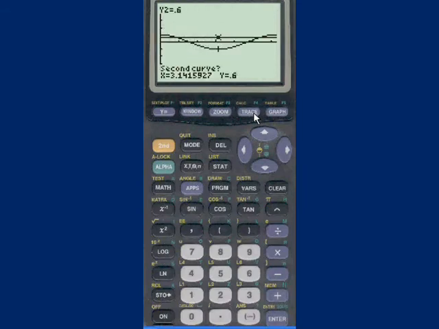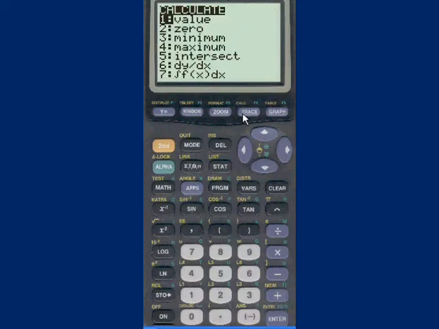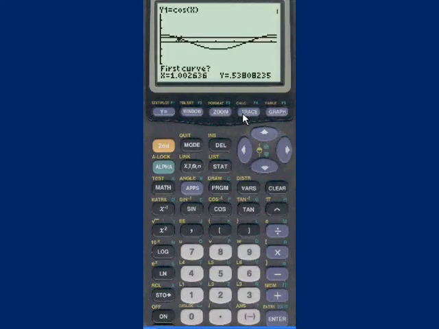So just go to calc, intersection, first curve, second curve, and we'll go ahead and take our first guess down here somewhere. So that gives us 0.93 for one of our answers. And for the next one, we'll go ahead and calculate it. First curve, second curve, and this time we'll guess it down where the other intersection is. And that gives it to us at 5.36, it looks like.